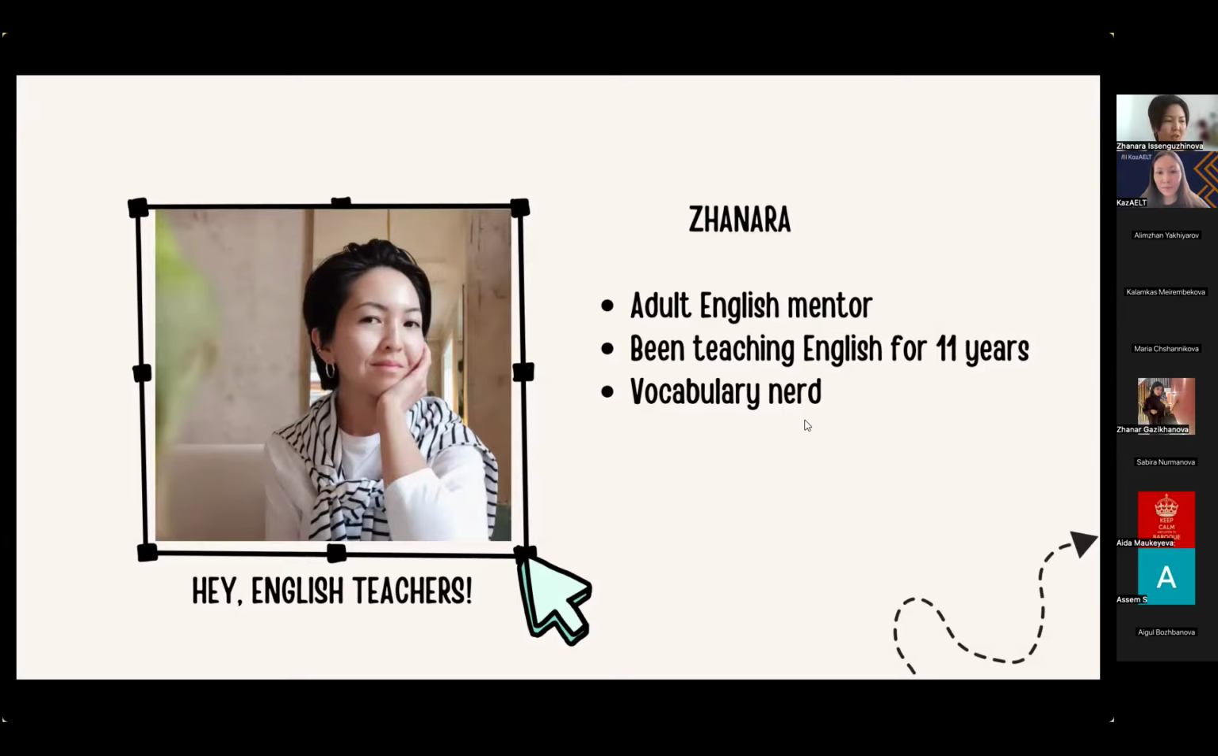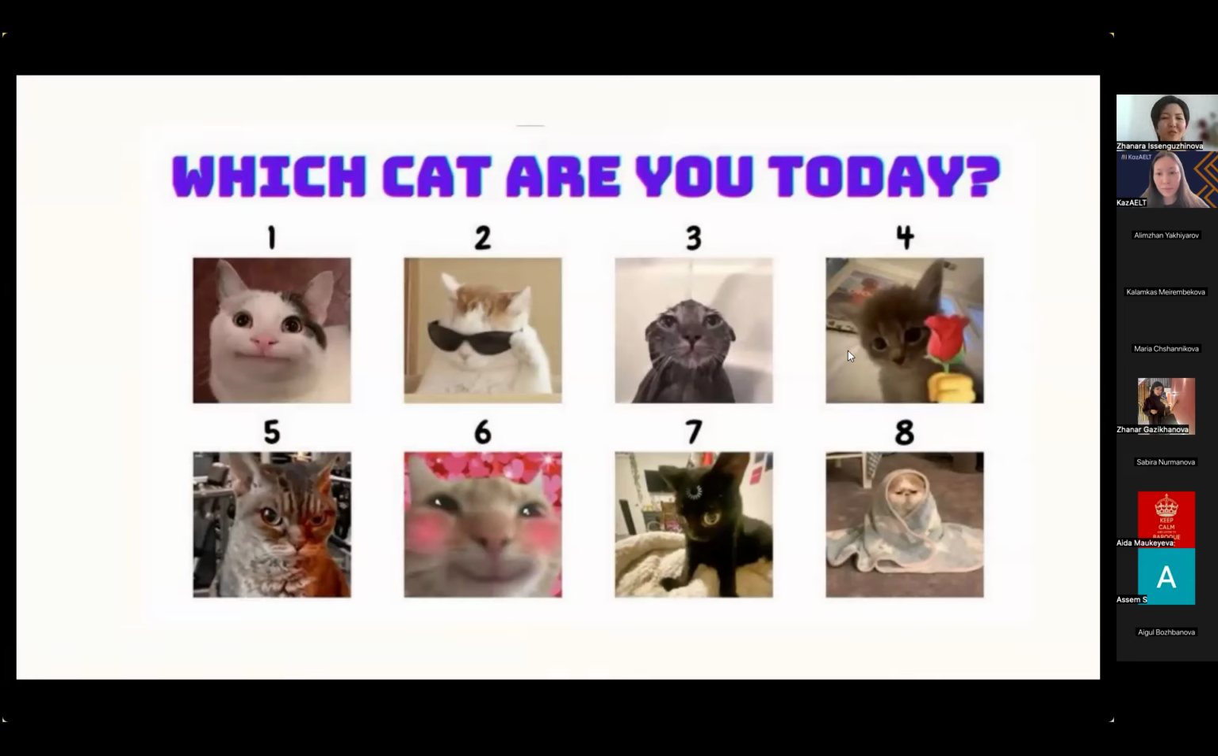I want to make this meeting a little bit less formal, a little bit more engaging, because we as teachers have a lot of stress, a lot on our plates as it is. So let's just take it easy for a while. The first question to ask you is, which cat are you today? Let me know in the chat and put the numbers right there, just to lighten up the mood a bit.